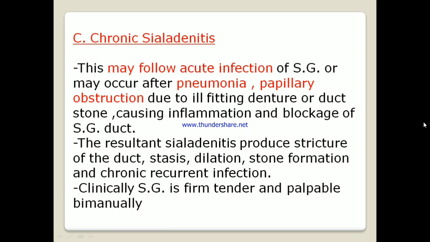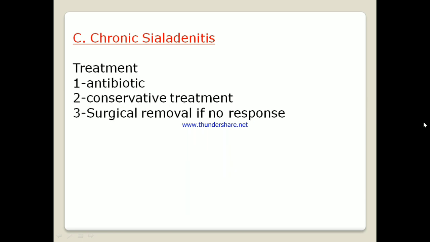C. Chronic sialadenitis. This may follow acute infection of the salivary gland or may occur after pneumonia, papillary obstruction due to ill-fitting denture or duct stone causing inflammation and blockage of the salivary gland duct. The resultant sialadenitis produces stricture of the duct, stasis, dilation, stone formation, and chronic recurrent infection. Clinically, the salivary gland is firm, tender, and palpable bimanually. Treatment: 1. Antibiotic. 2. Conservative treatment. 3. Surgical removal if no response.